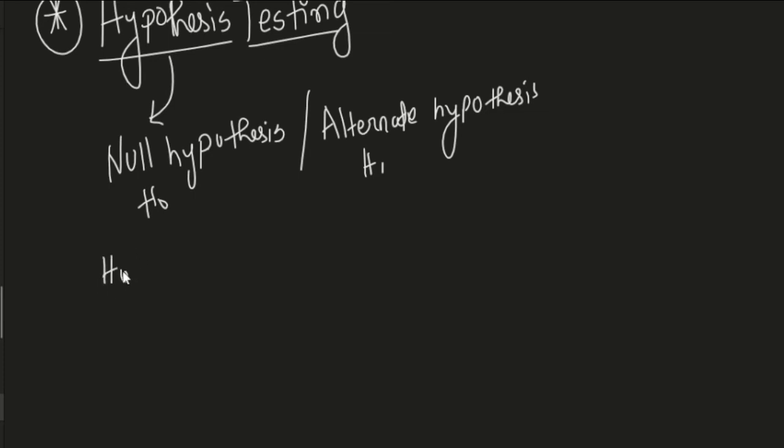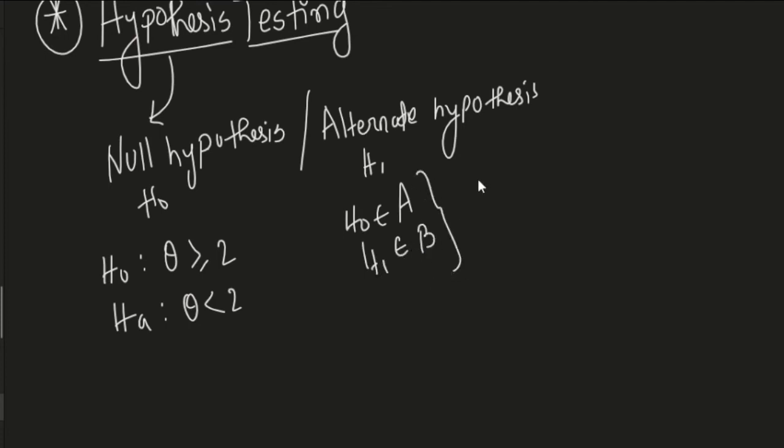Like let's say if the null hypothesis is theta greater than equal to 2, then the alternate hypothesis should be theta less than 2. So what happens is, if h naught belongs to the set A and h1 belongs to the set B, and if U is the universal set, then we must have A union B equals U, while A intersection B equals phi. This is what it should have, because the null and alternate hypotheses are basically reverses of each other, so they are complementary.